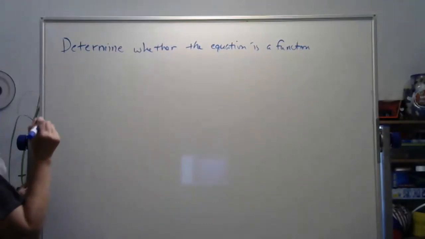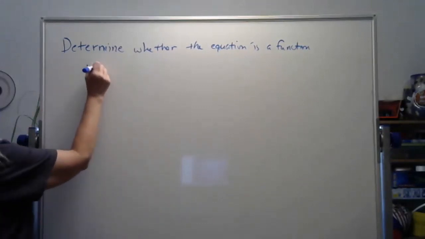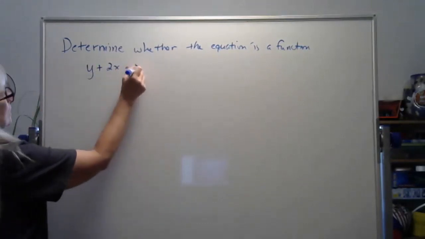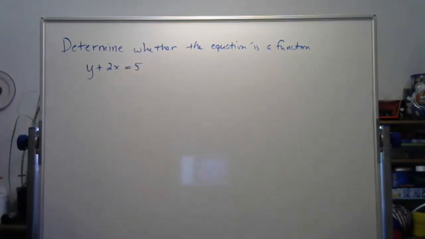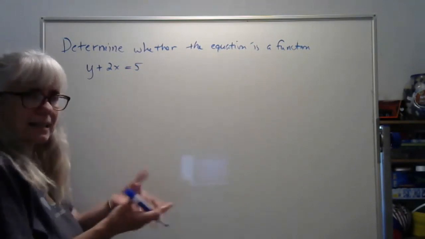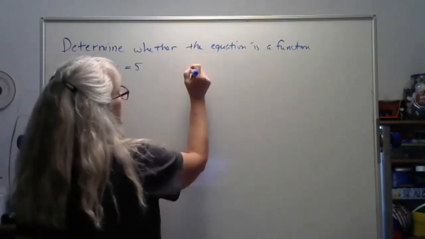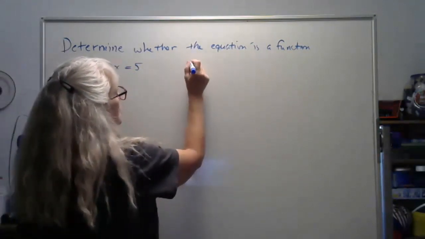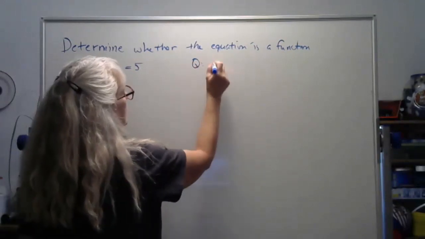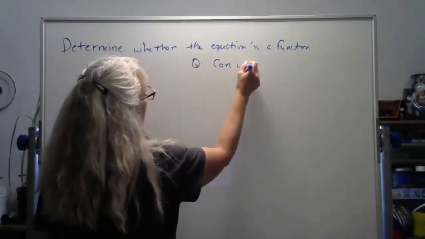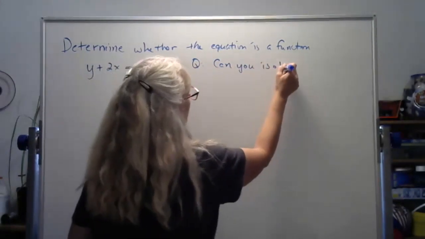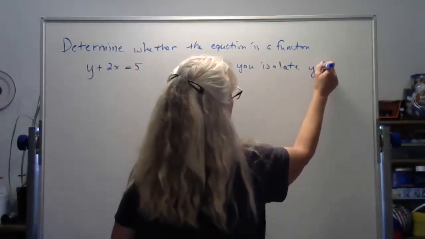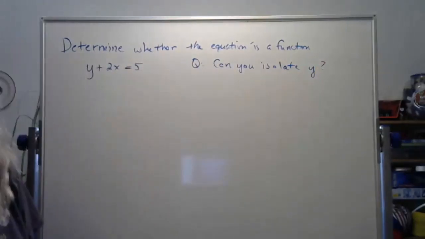So we're going to start off with y plus 2x equals 5. We know that that's a linear equation from the work we saw in the previous chapter. To answer this question, we have to get to that definition. The first thing I want you to do is ask yourself a couple of questions. The first question to ask yourself, Q for question, is: can you isolate y?